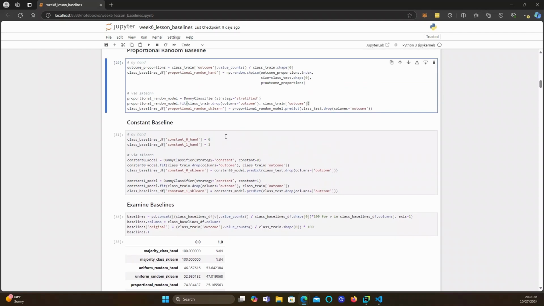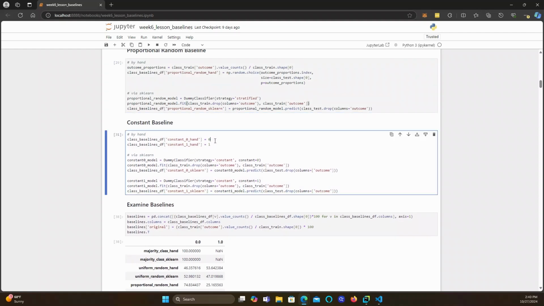Lastly, constant baseline. I tried both 0 and 1. So here, by hand, you just create a new column and assign it to 0, or assign it to 1. That's it. Very simple. Now with scikit-learn, you can do this as well. Dummy classifier, strategy equals constant, and then you have to tell it what constant to do. So this is where the constant is equal to 0. You fit it like normal. You predict with it like normal, and it just returns 0 every time. Or down here, dummy classifier with the strategy equals constant and constant equals 1. So then you fit it like normal, and when you predict with it, it's just going to return 1 every time.